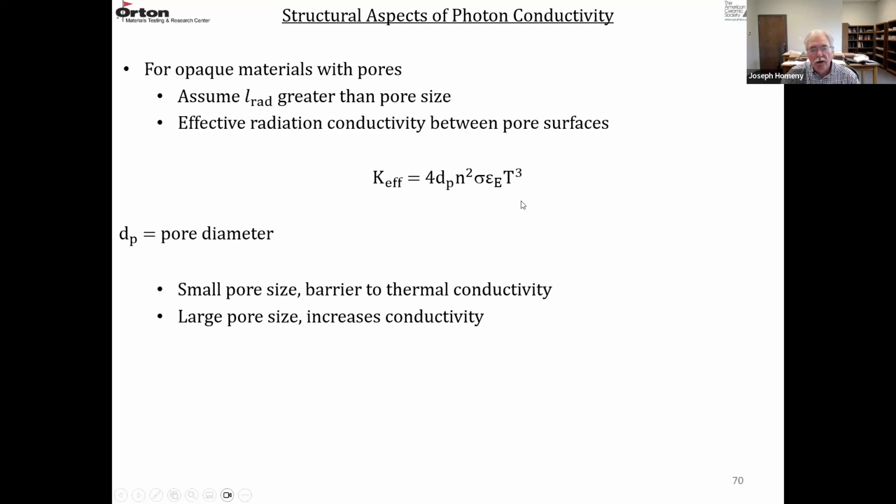So if you're trying to design a material with low thermal conductivity, an insulation type material, you want this pore size to be small. So it becomes a barrier to thermal conductivity by radiation. If the pore size is large, that's going to increase the conductivity due to radiation. So this equation is useful for designing materials with high or low thermal conductivity.